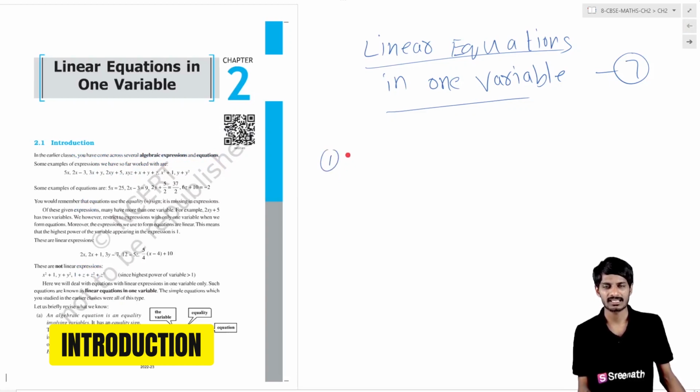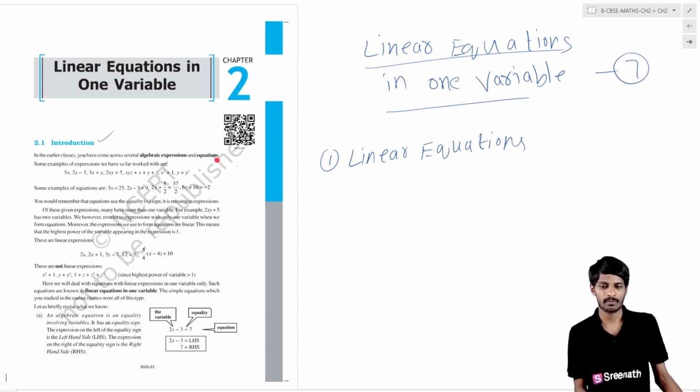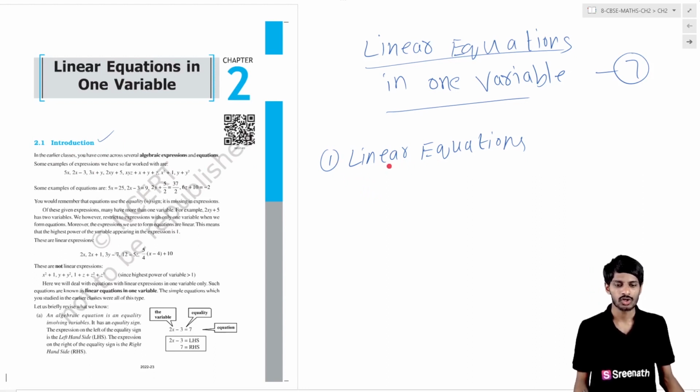So the first topic is introduction, or we can rename it as linear equations in one variable. Basically, it is introduction, but we can rename it as linear equations, because in this introduction we are going to revise or learn what linear equations are. Basically, we all know about algebraic expressions and algebraic equations.